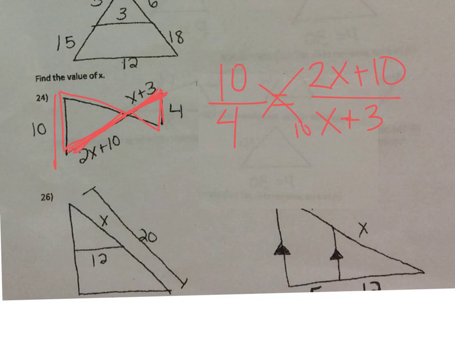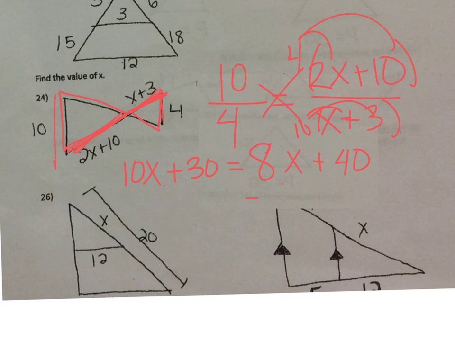So what we're doing is distributing 10 to the x, so that gives us 10x. And 10 times 3 is going to give us a positive 30. And that's going to equal 4 times 2x plus 10. So we need to distribute the 4, and that turns into an 8x. And 4 times 10 is 40.